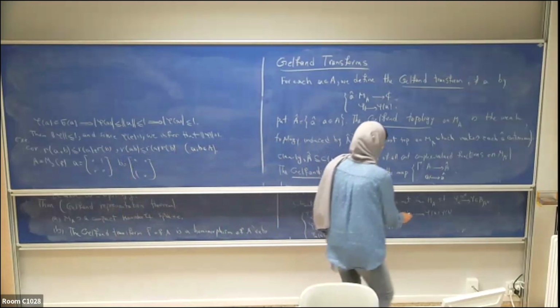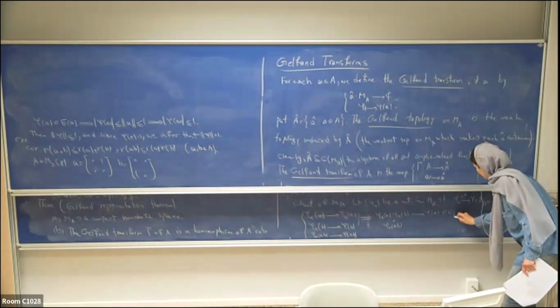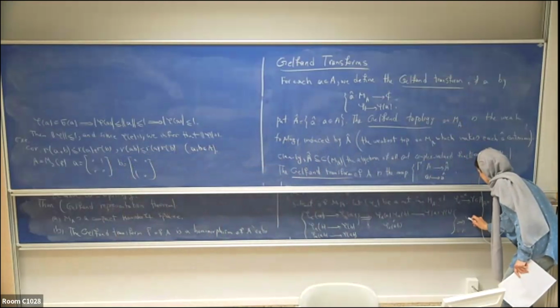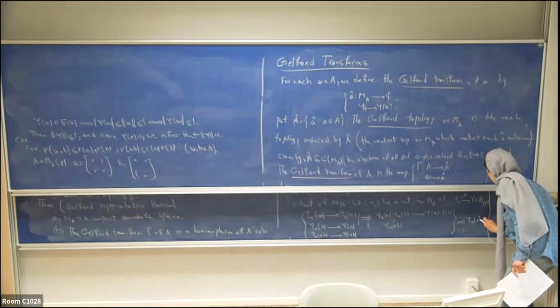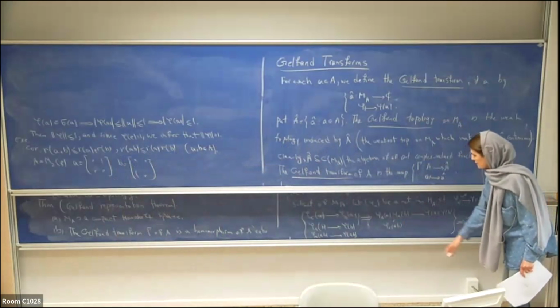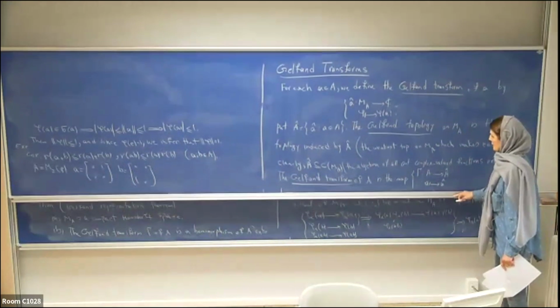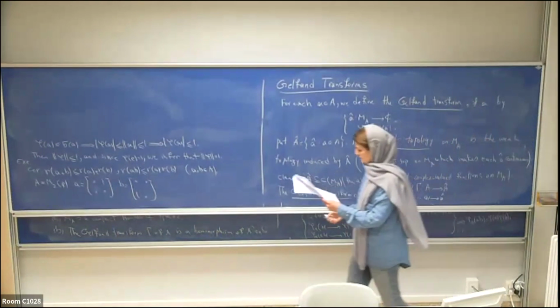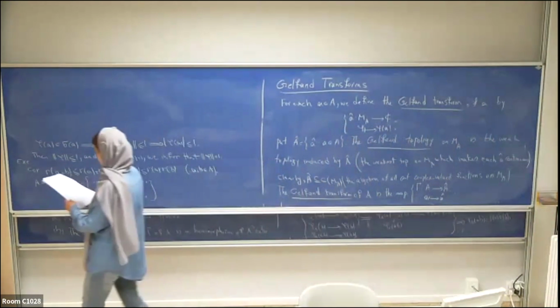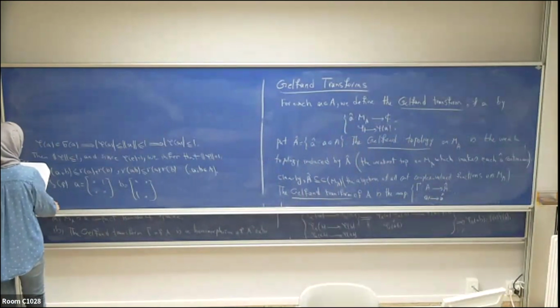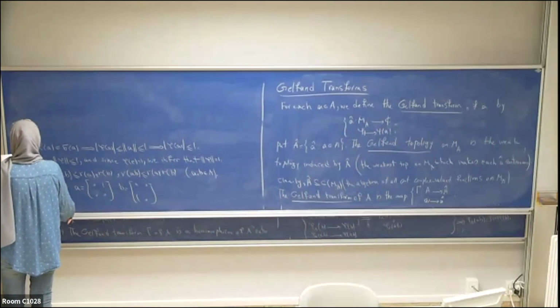And let's write it here. From all these parts, we can say that phi of ab is equal to phi of a times phi of b, because the limit is unique. And the second part is really easy to check.